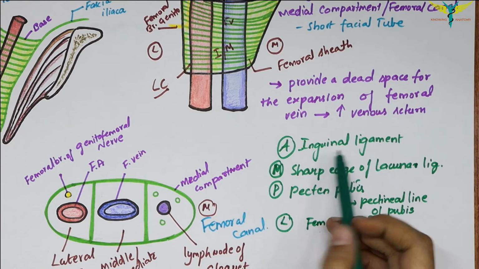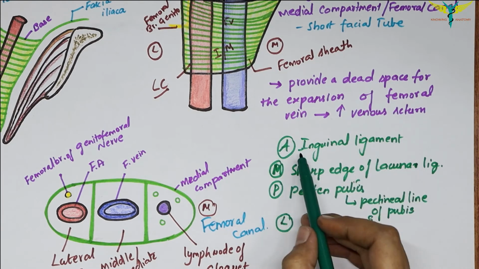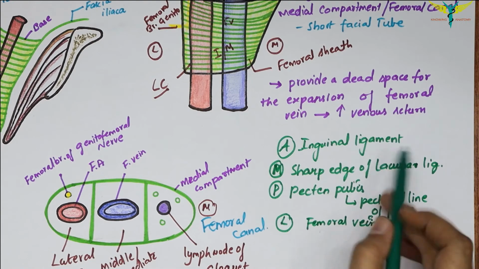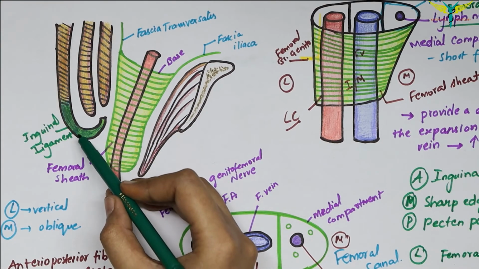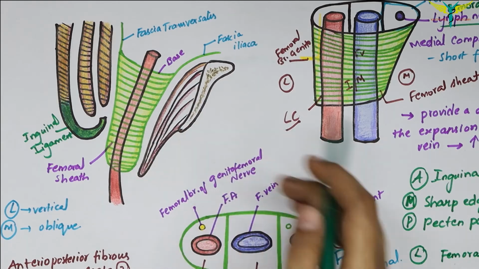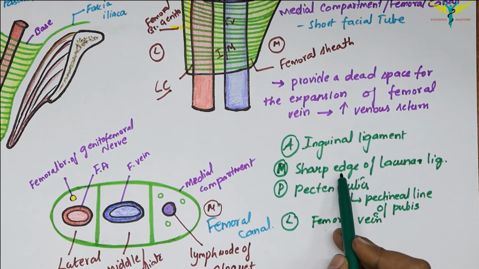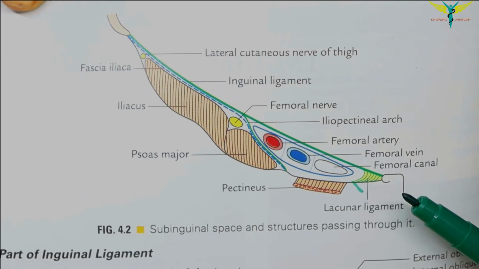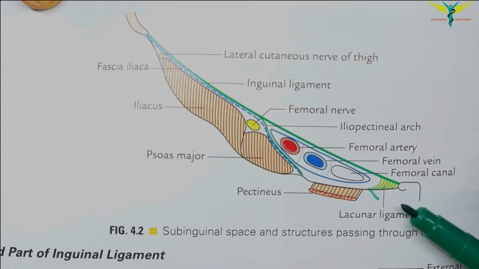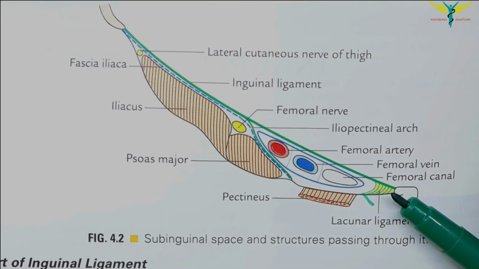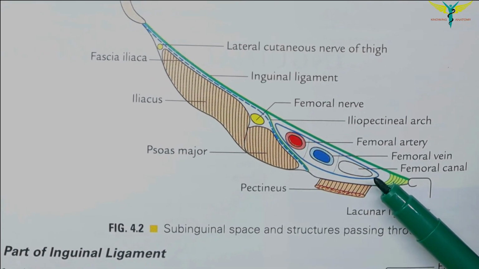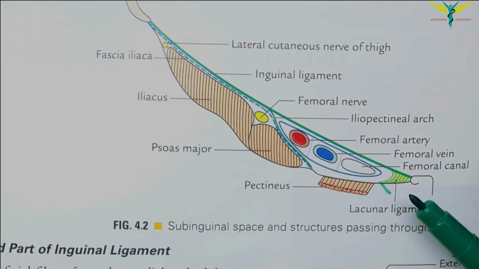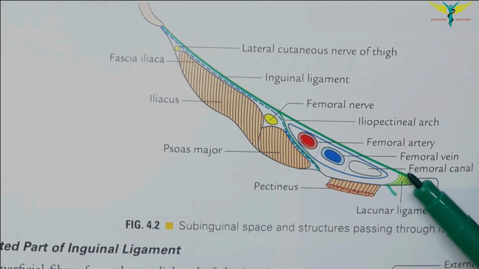Now coming to the boundaries of the femoral canal, the anterior boundary is by the inguinal ligament. So this is the inguinal ligament, and this forms the anterior boundary of the femoral canal. The medial boundary is by the sharp edge of the lacunar ligament. In this diagram, this is the lacunar ligament, and lateral to the lacunar ligament you can see the femoral canal. So the medial boundary of the femoral canal is formed by the sharp edge of the lacunar ligament.